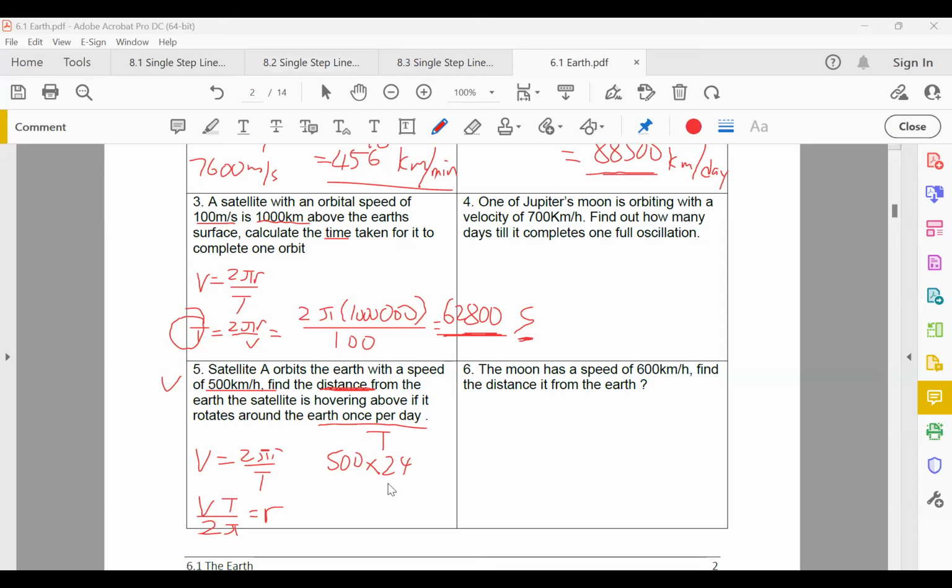Let me repeat. You're supposed to use 24 hours because this is in km per hour. Then after that, just divide by 2 pi, and you'll be able to get your radius already. How much would that be? 1910 km.